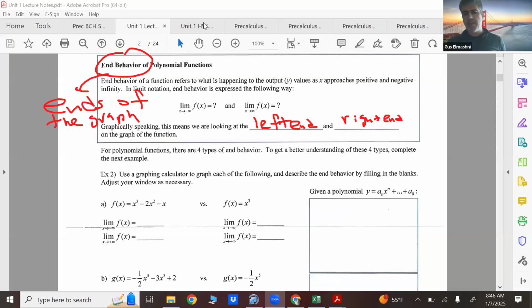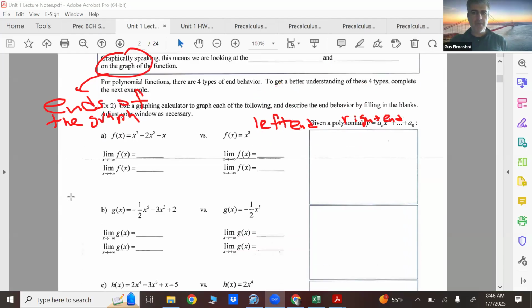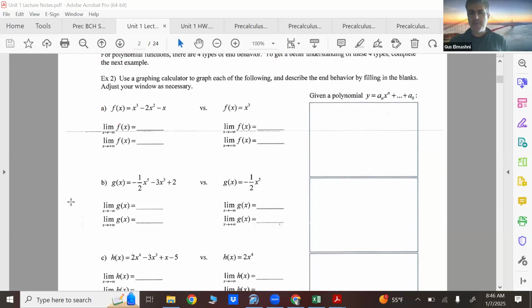Yeah, so again, we're looking at the left and right ends of the graph. All right, so let's look at these here. I don't think we necessarily need to use a graphing calculator. I think we can kind of tell what's going to happen. Like, okay, x cubed. I know how x cubed is going to look. It's going to look generally like this. So y equals x cubed looks like that.